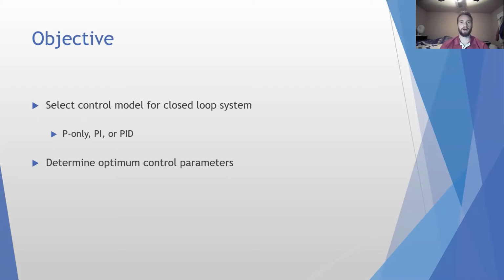You're going to be doing that by running multiple trials at first with tuning parameters based on heuristics that you calculated from a previous lab. And then afterwards, you're going to be adjusting those tuning parameters yourself in order to figure out the best response from your controller.